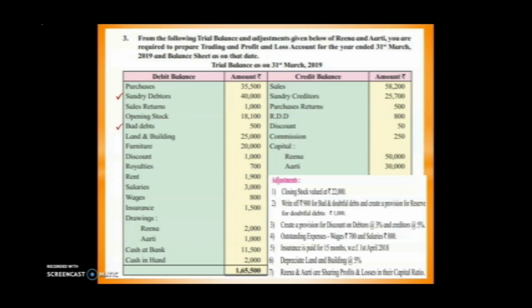Create a provision for reserve for doubtful debts rupees 1,000. Now this too will affect our sundry debtors. So we put a second tick on sundry debtors and a second tick on bad debts. Then we come to the third adjustment.